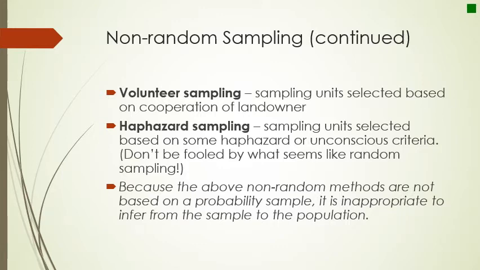The fourth one I want to mention is what's sometimes referred to as haphazard sampling, where sampling units are selected based on some haphazard or unconscious criteria. It may seem like it's random, but it's not. And the important thing is, if you cannot determine a priori the probability of choosing any particular plot or site within the area that you're studying with precision, you cannot make valid inferences from your sample to your population.